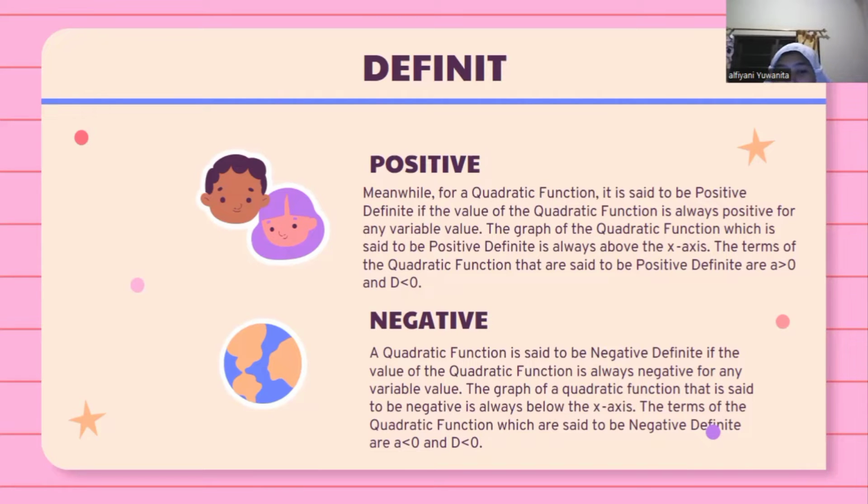Type 2 is negative definite. A quadratic function is said to be negative definite if the value of the quadratic function is always negative for any variable value. The graph of a negative definite quadratic function is always below the x-axis. The conditions for a quadratic function to be negative definite are a less than 0 and D or discriminant less than 0.